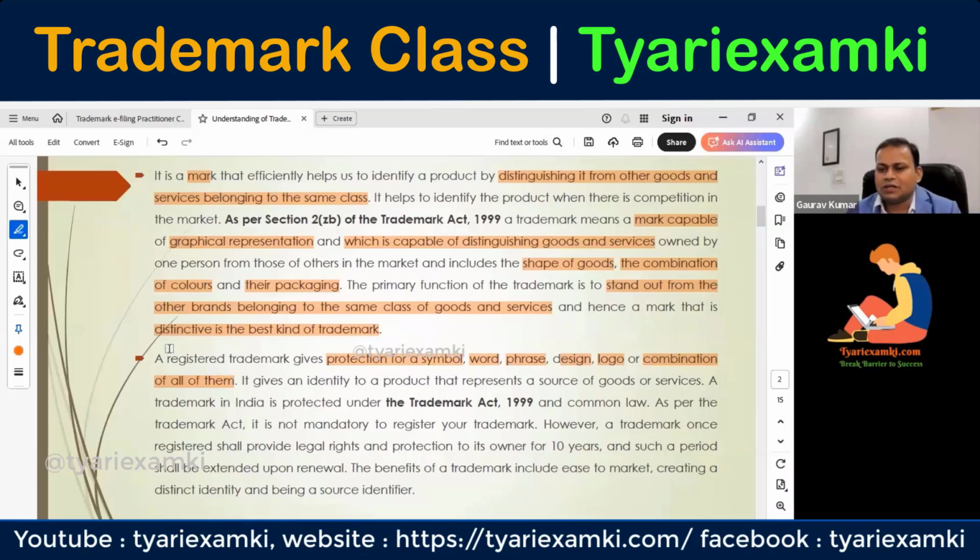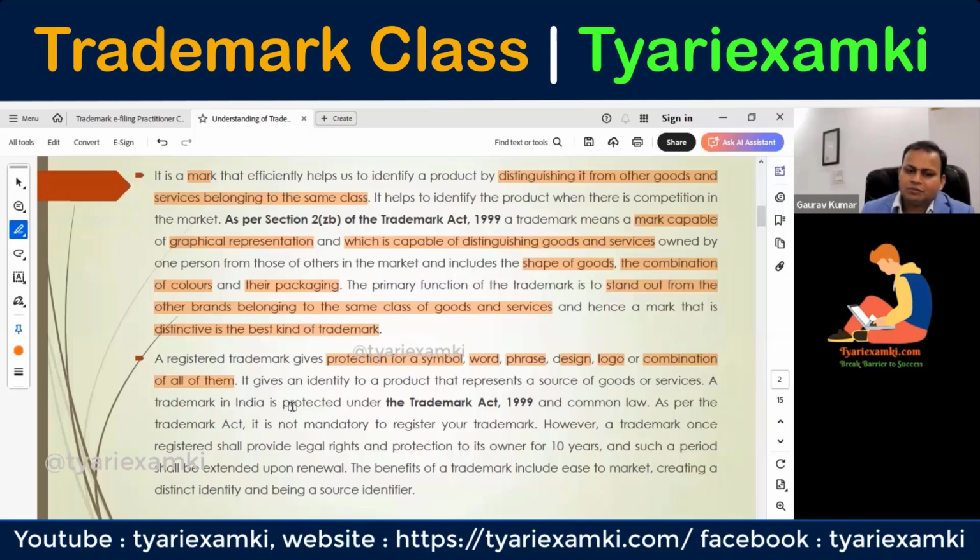So if a trademark has been registered, it protects you as a symbol, as a word, as a phrase, as a design, as a logo, or as a combination of all of them. It gives an identity to a product that represents the source of goods or services.